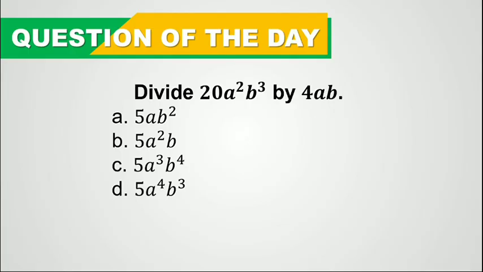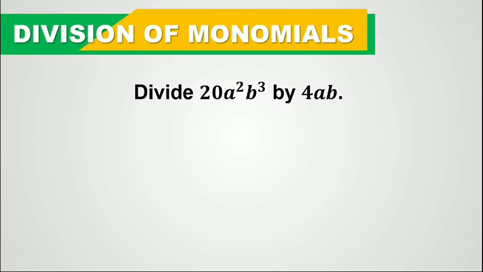So in order for you to answer this particular question correctly and directly, you must be familiar with the concept of the division of monomials. This lesson is just an extension of the lesson about the laws of exponents. I've already uploaded a video about that, so you must watch that first before watching this video so that it would be easier for you to understand and learn this lesson. So let's try to divide this given 20a²b³ by 4ab.